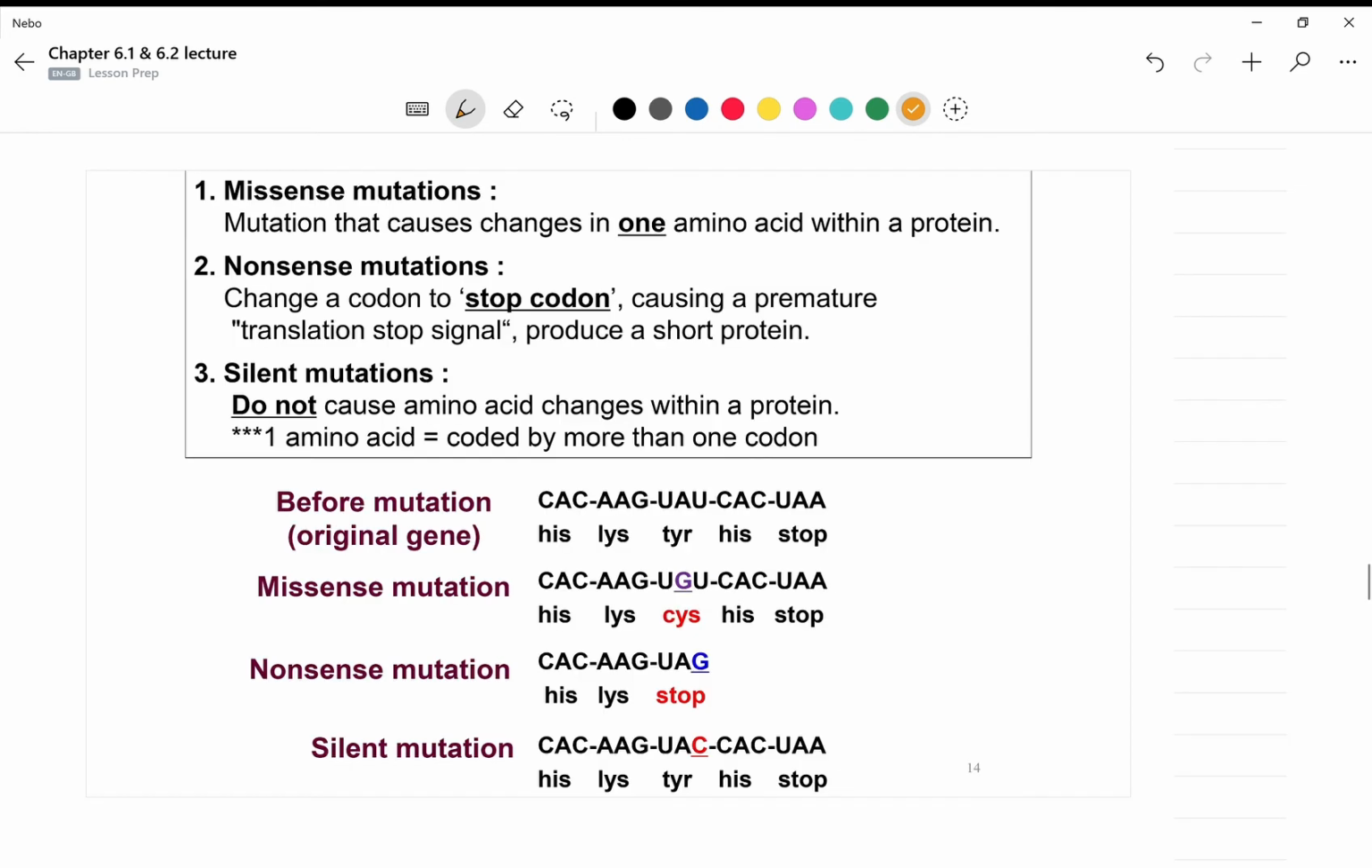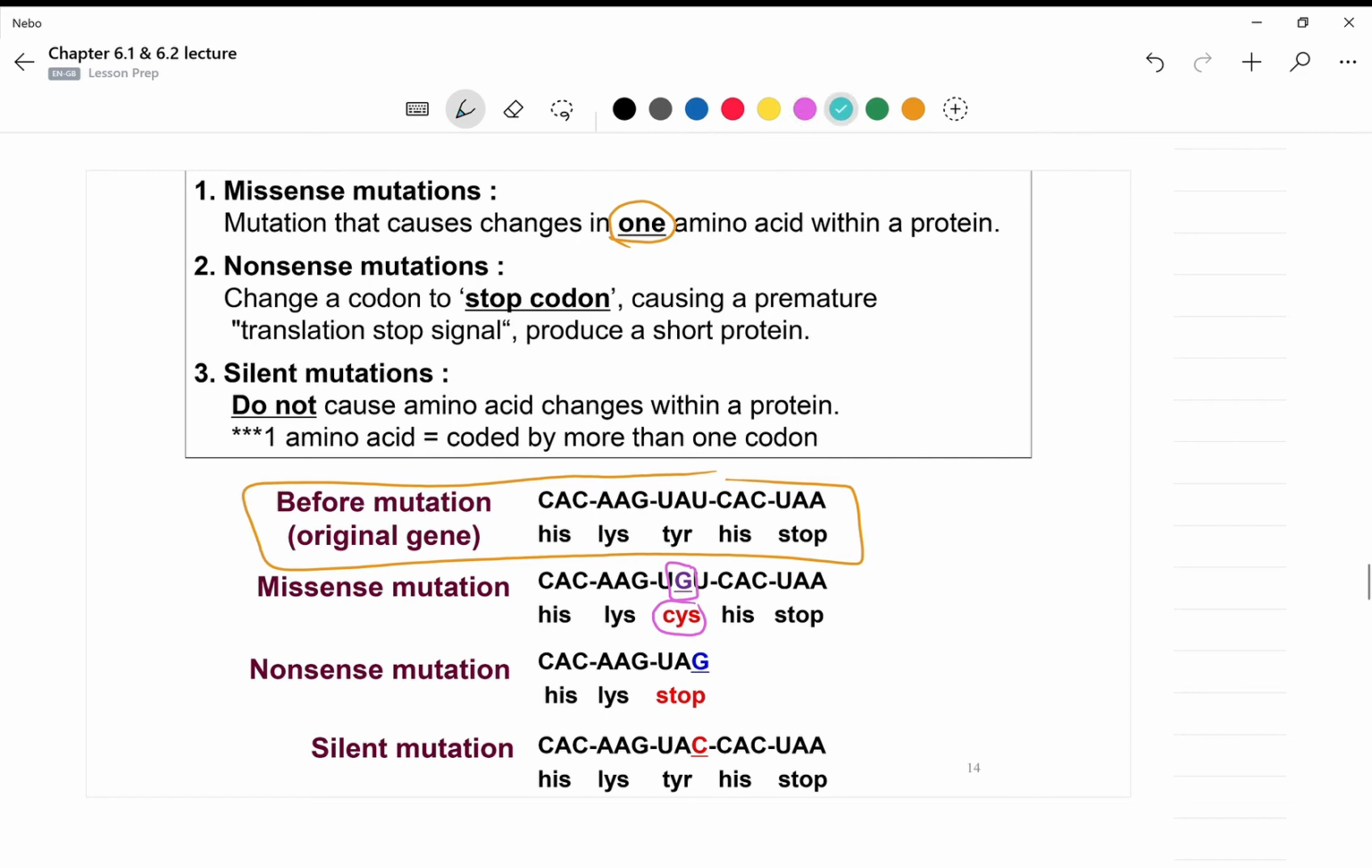In missense mutation, the mutation will cause changes in one amino acid within a protein. So mari kita lihat example. So this is the original gene. So no mutation happens in this. So now we have base substitution because we change A for a G. So now instead of getting TYR amino acid, now we get CYS. Okay, so one amino acid is changed.